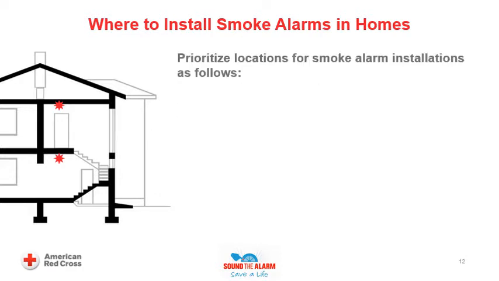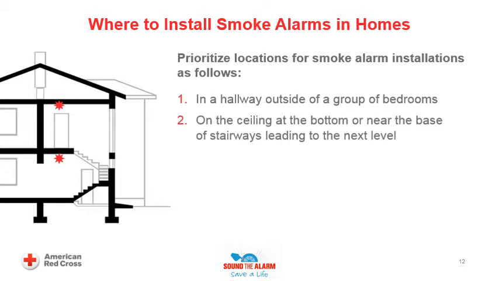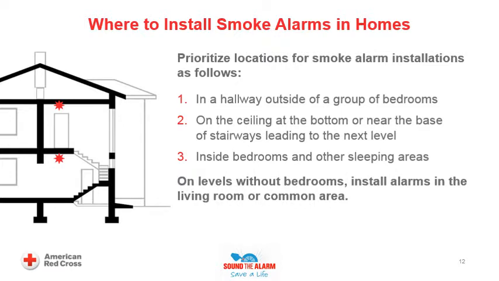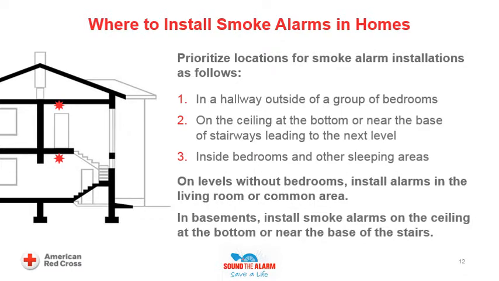Prioritize locations for smoke alarm installations as follows: in a hallway outside of a group of bedrooms, on the ceiling; at the bottom or near the base of stairways leading to the next level; inside bedrooms and other sleeping areas. On levels without bedrooms, install alarms in the living room or common area. In basements, install smoke alarms on the ceiling at the bottom or near the base of the stairs.